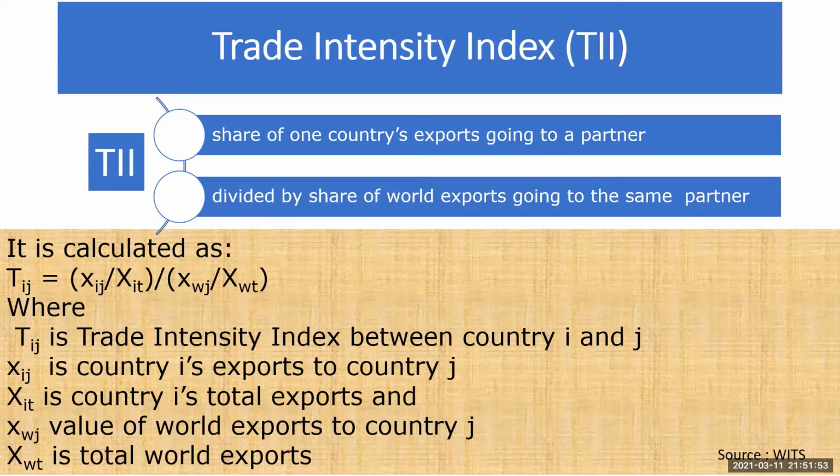It is calculated as TIJ = (XIJ / XIT) / (XWJ / XWT), where TIJ is the trade intensity index between country I and country J. XIJ is country I's export to country J. XIT is country I's total export. XWJ is the value of world export to country J, and XWT is total world export.